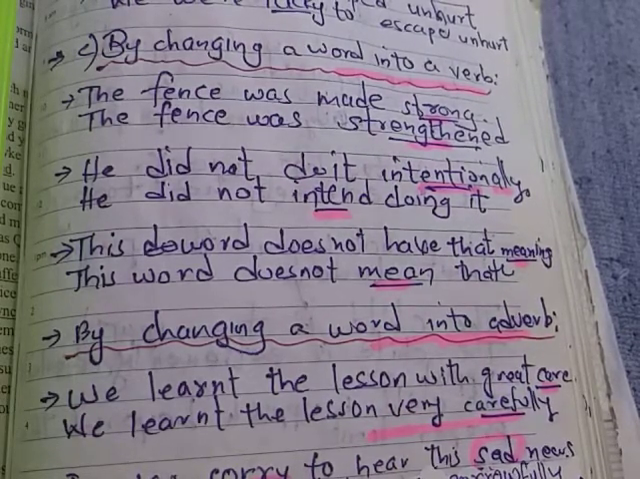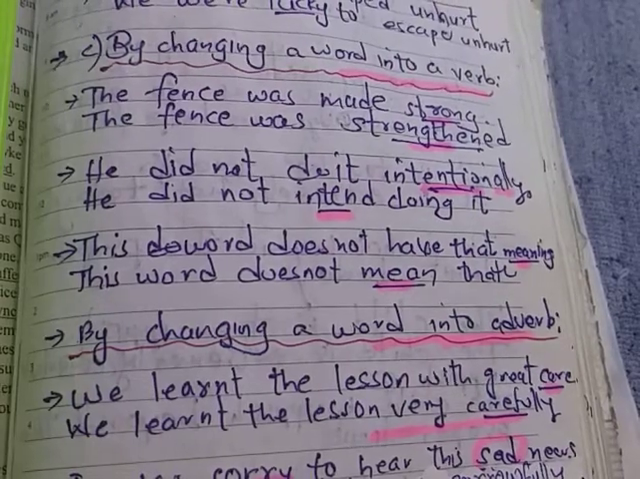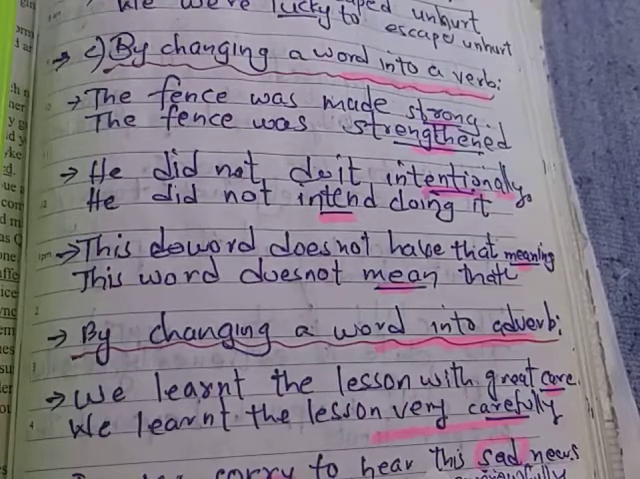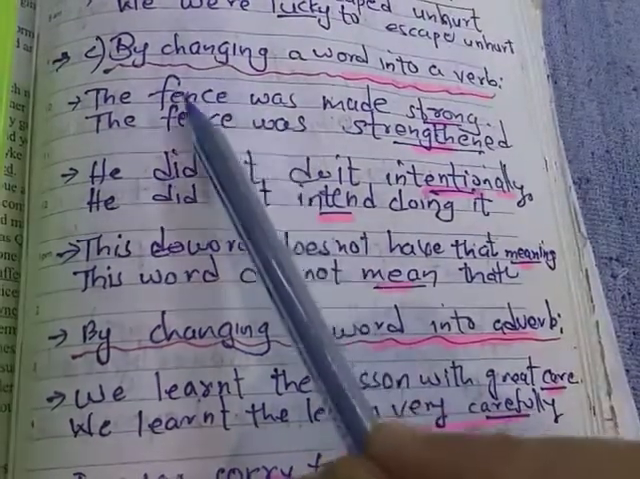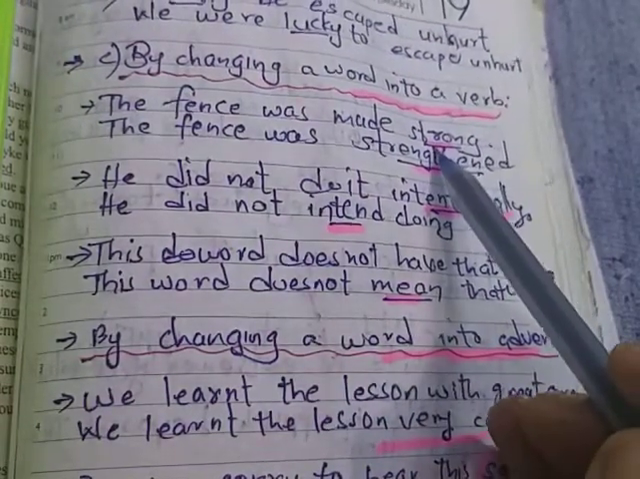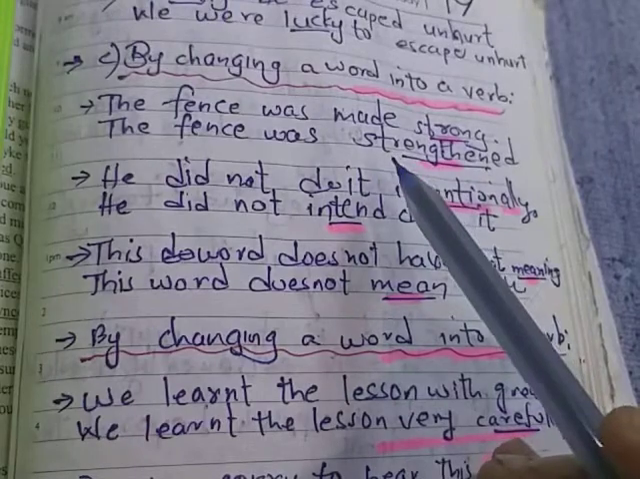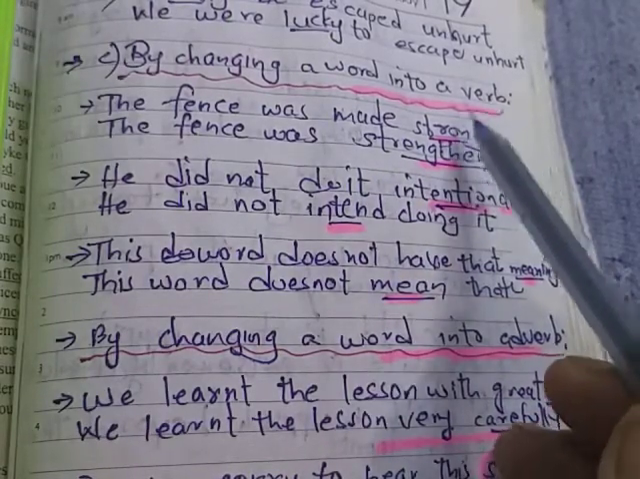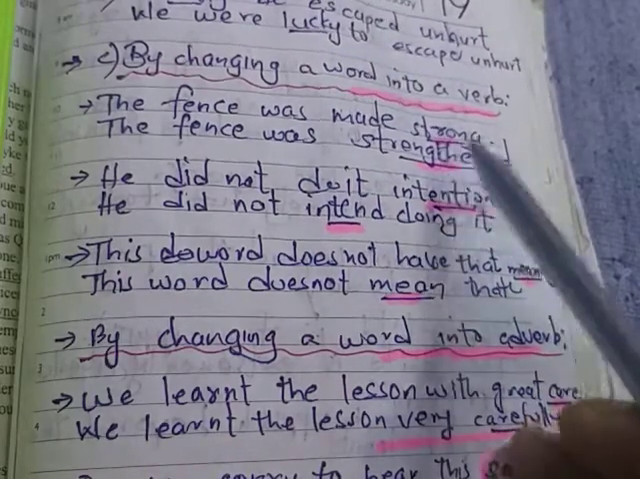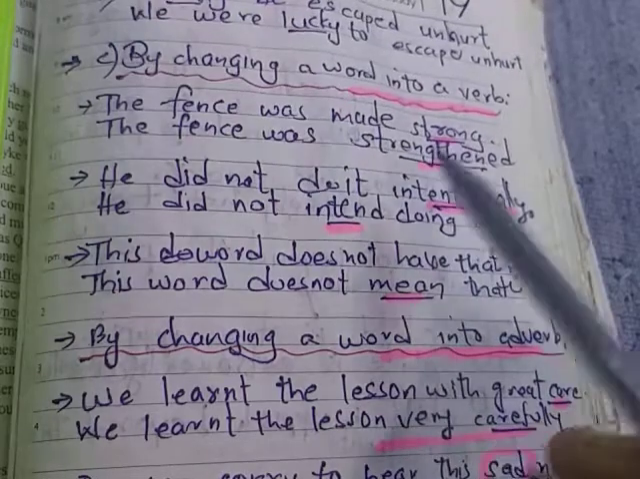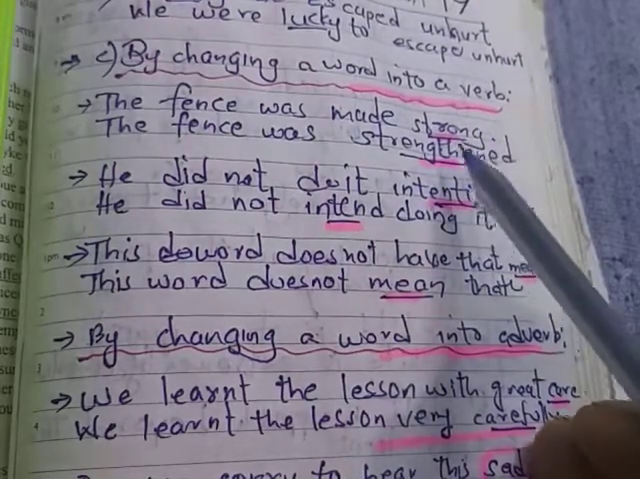Changing a word into a verb. This is a part of the transformation of sentences. Here we will see sentences wherein a word is given, underlined, and just as we have done earlier in the same way, now we have to change the word given into a verb form. You should know the verb form of that particular underlined word.